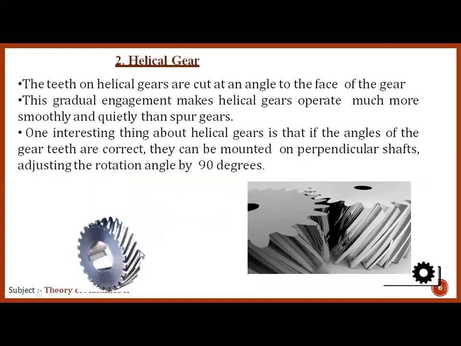Then helical gear. So here the helix angle is there, isn't it? In 3D it will look like this. Helical gear: two different hands of helix are being meshed over here.